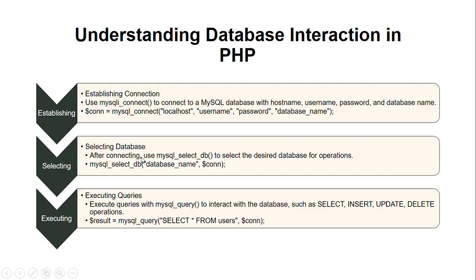Then if I want to select the database from the SQL server, because in the SQL server there can be a number of databases, if I want to select any specific database, I'll be using the mysql_select_db method, in brackets the database name which I want to select, comma, the connection variable. If I want to execute any query, queries can be select, insert, update, delete, any type, I'll be using the mysql_query method, in brackets the query, comma, the connection. Under the result variable, I have stored the result from the query.